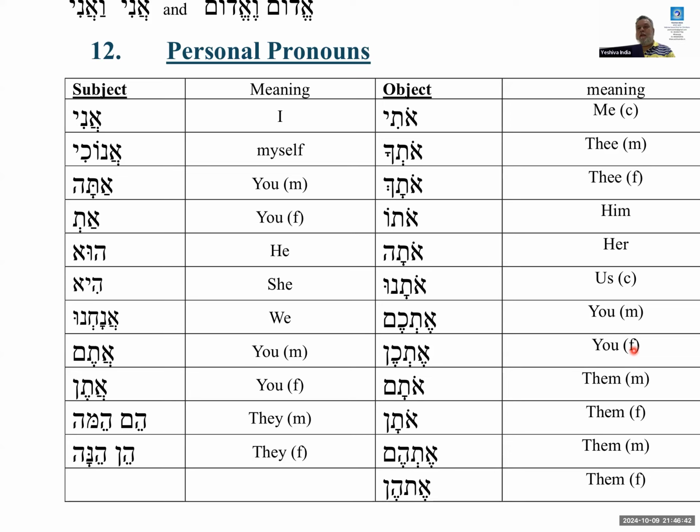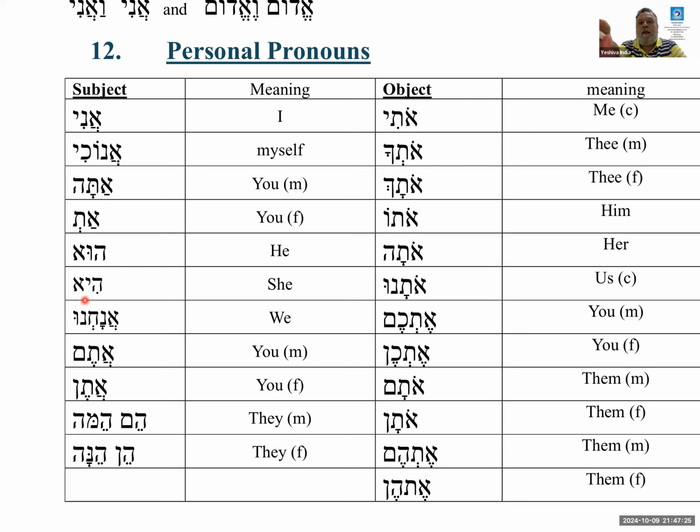Etchem, you masculine. Etchen, you feminine. Then ethem, them masculine, and ethen, them feminine. Oh no, that's a segol, that's not a patach. Sorry. Just keep it in your mind. All these you'll very rarely find in the Bible, but it's good to just note and keep it. Mostly you'll only find this. This is all you'll find.